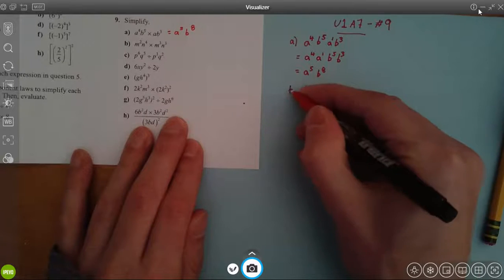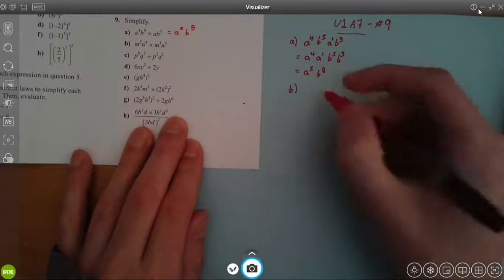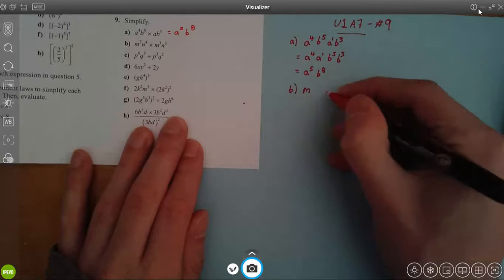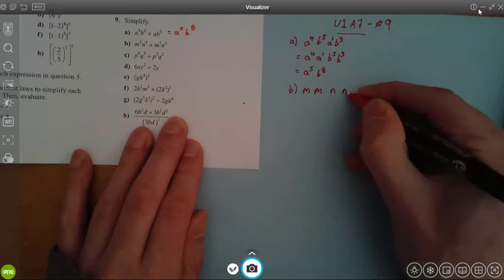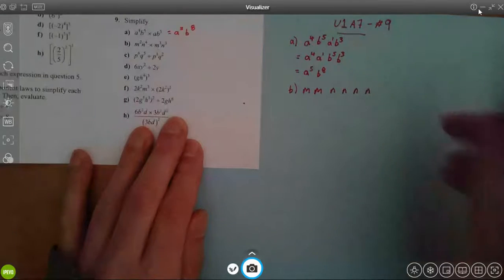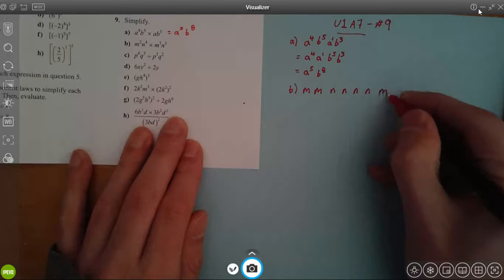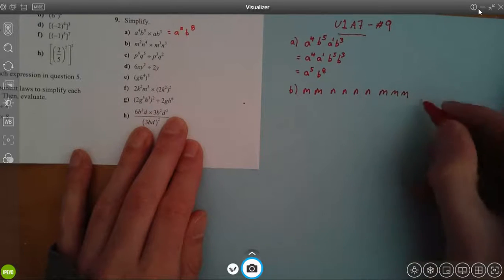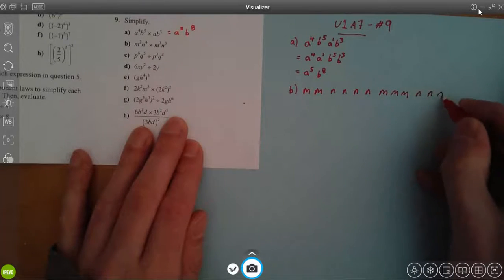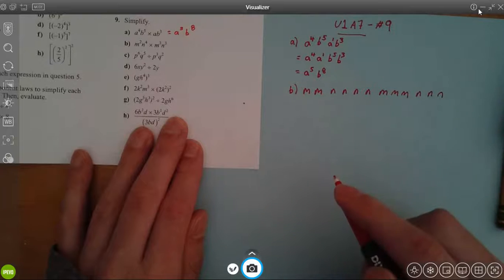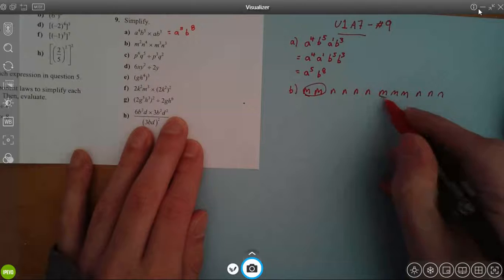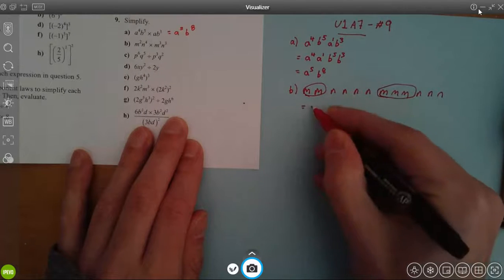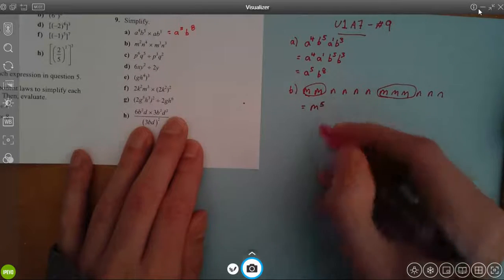Let's take a look at b. I'll just show you one other way to do it. If I wanted to write this out in long form, I would have m times m, and then I have 4 n's multiplied together. And then I've got multiplied by 3 more m's and 3 more n's. So I'm multiplying all of these variables together. Here they are in long form. So, how many m's do I have in total? Well, I've multiplied 2, and then I've multiplied 3 more. So I have m to the 5.